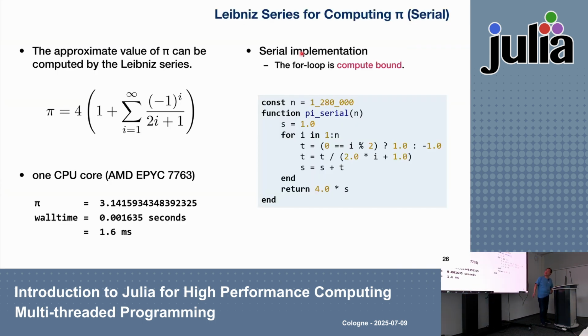So to make this race condition clearer for you, I'd like to use a very simple example, the Leibniz series, to calculate the value of pi. I think most of you know what the Leibniz series is, right? So there's no introduction about it, just a very simple serial implementation of the Leibniz series. And once again, this is compute bound.